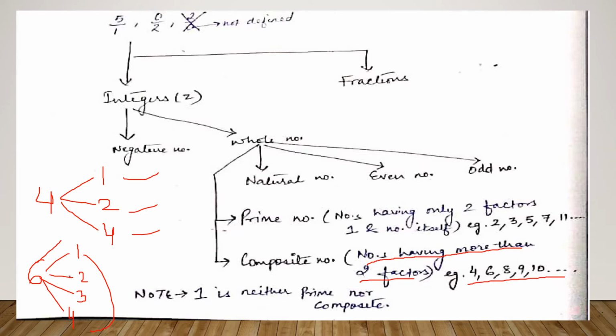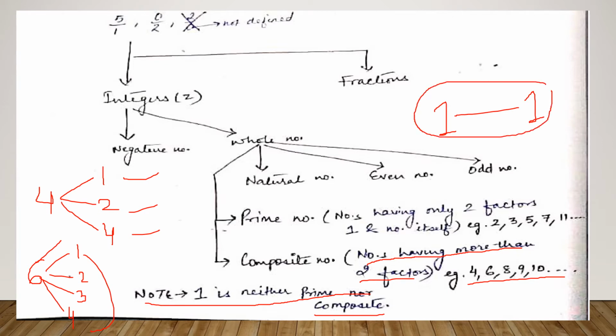Now I have written a note over here that 1 is neither prime nor composite. Why? Because 1 has only one factor, that is 1. So it doesn't come in the category of prime or composite. It is a unique number because it has only one factor. I hope you got it.